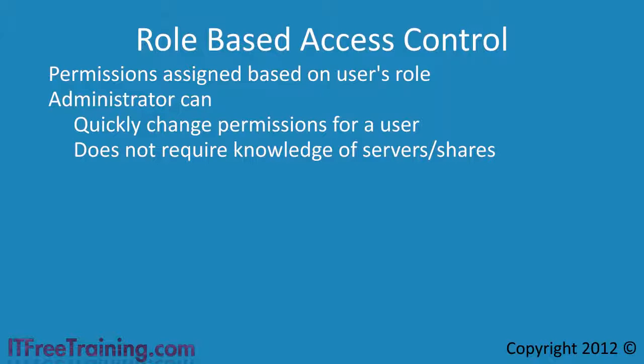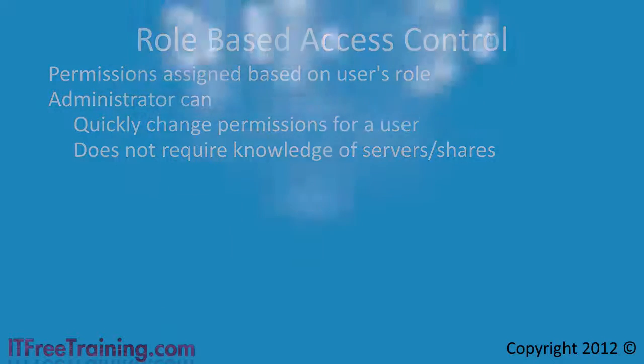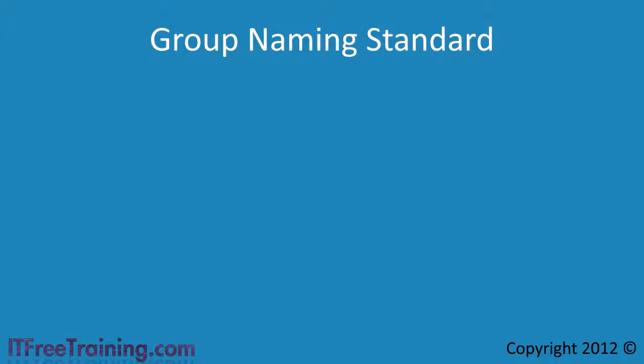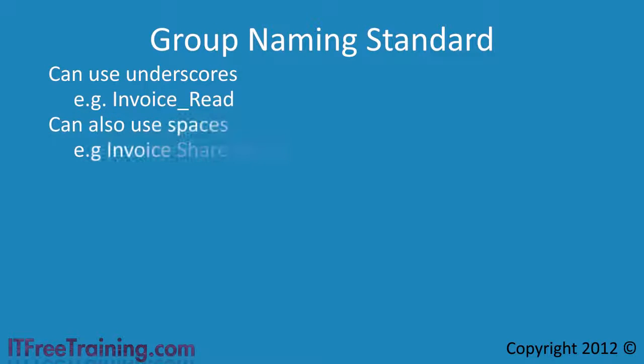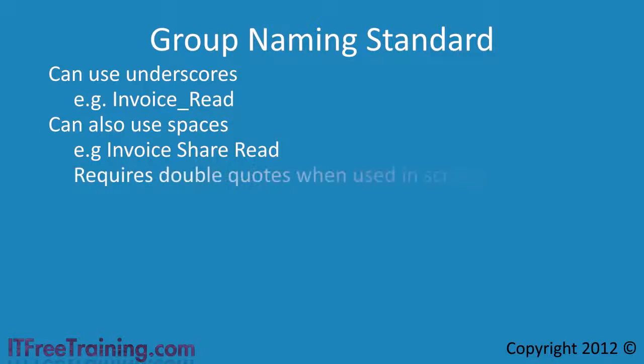When you start creating groups, you should spend some time considering the naming standard that you will use. In this case, Invoice Read is quite simple, but you could also have a group name such as Invoice Share Read. In this case, I have used spaces rather than underscores. This will work just as well as underscores, but if the group is used in a script, the group name will need to be enclosed in quotes. This does make scripting more complex, so a lot of administrators will avoid using spaces.